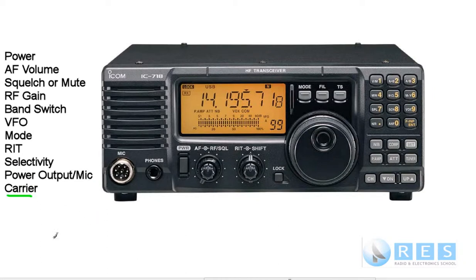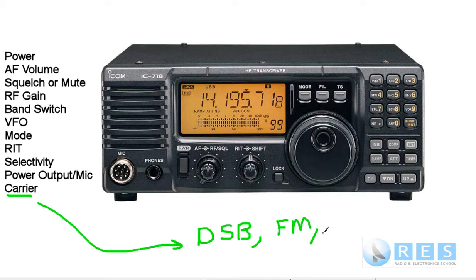The carrier control. The carrier control is only used on modes that have a carrier, and those modes are double sideband, that is what most people refer to as AM, FM, and CW. Those modes have a full carrier. Single sideband has a suppressed carrier. So the power output is as much a function of the level of the carrier as it is to the microphone gain. And on this radio there is no carrier control knob on the transceiver.